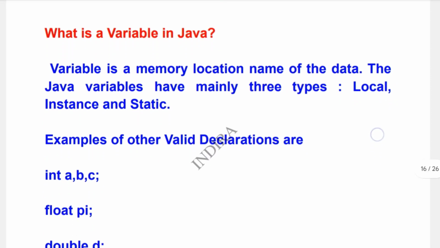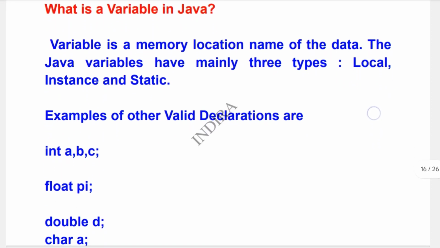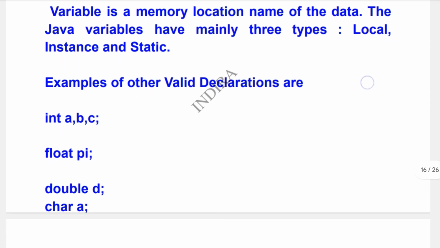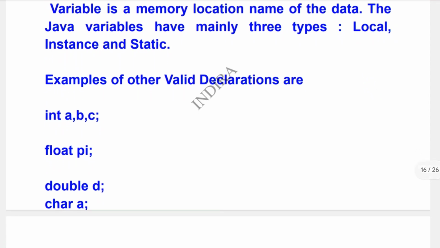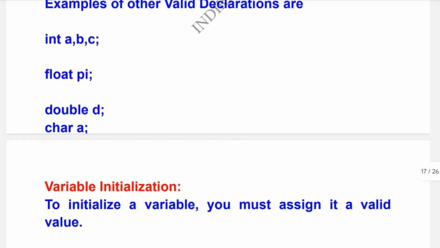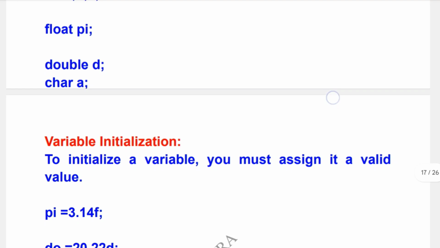Examples of valid local declarations are int abc, float pi, double d, char a. Here in int abc, the abc values may be integers. Float pi, where pi is a symbolic constant, and the value of that pi is 3.14 or 22/7, whereas double and char are data types.